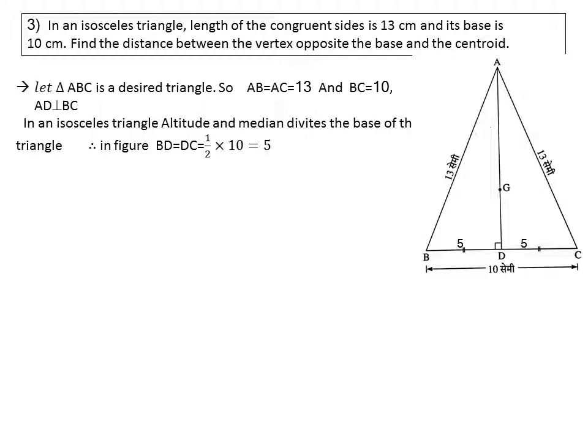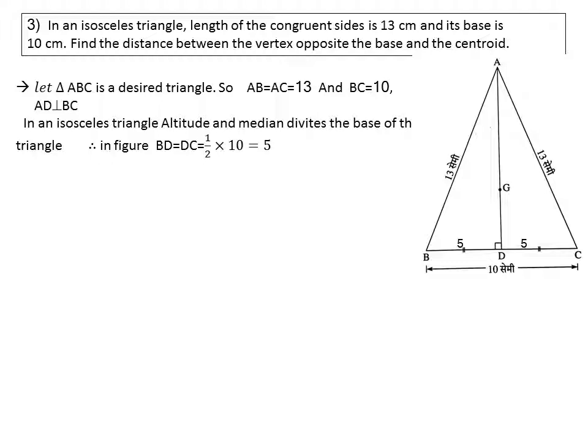According to the figure, we have triangle ABC, AB equal to AC 13 cm, BC 10, AD perpendicular BC. This is isosceles triangle, so altitude as well as median divides the base of the triangle. Therefore, in figure BD or DC equal to 1 upon 2 into base. That means 1 upon 2 into 10 is equal to 5.